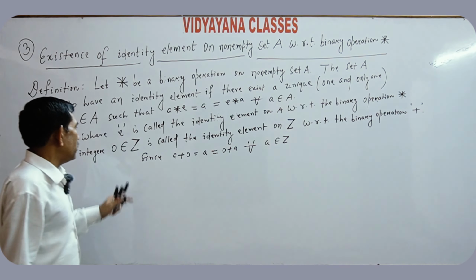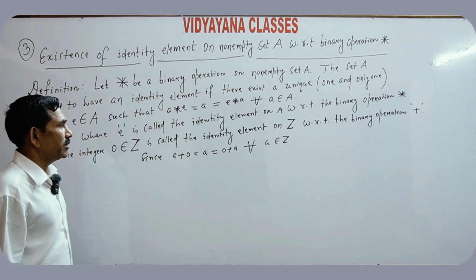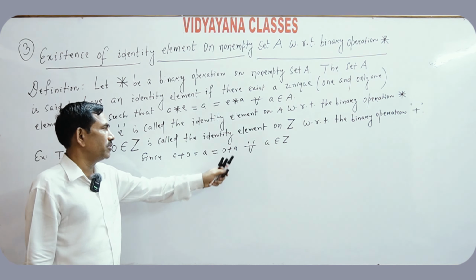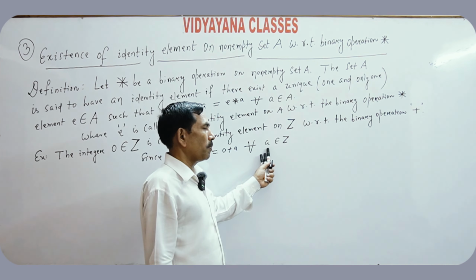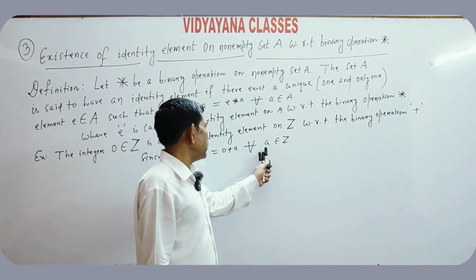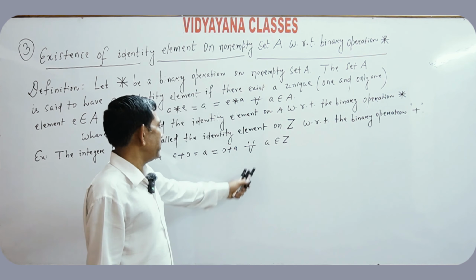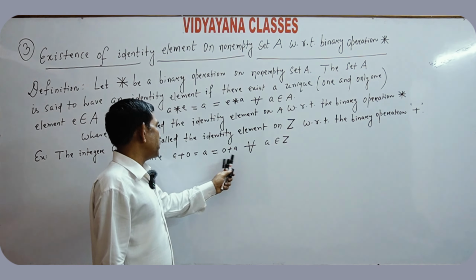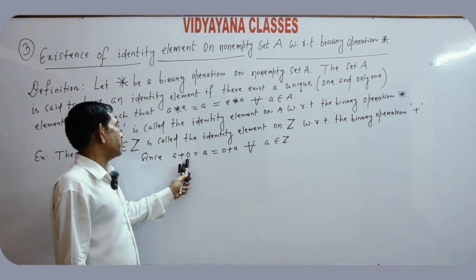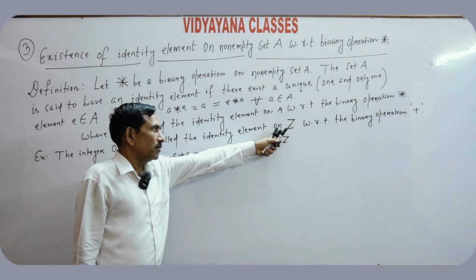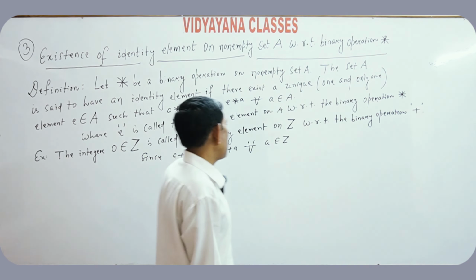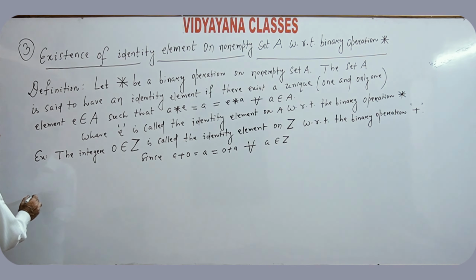So 0 is the identity element on Z. Clear? Since it satisfies a plus 0 is equal to a, which is equal to 0 plus a, for every a belongs to Z. Z means set of integers. A is an integer. For every integer, a plus 0 is equal to a, and 0 plus a is equal to a. So 0 is the identity element on Z with respect to the binary operation plus. Next example.